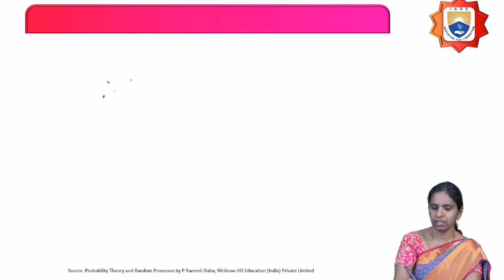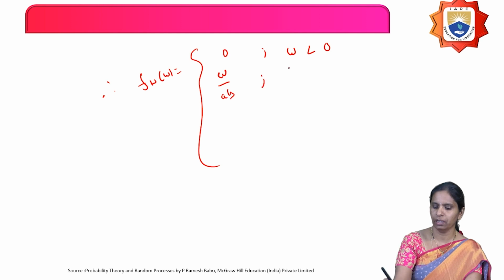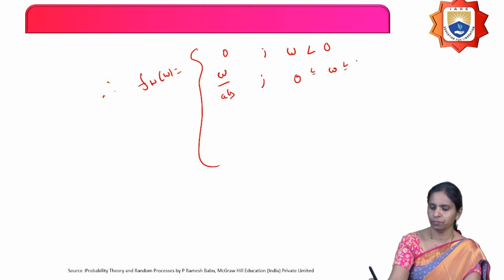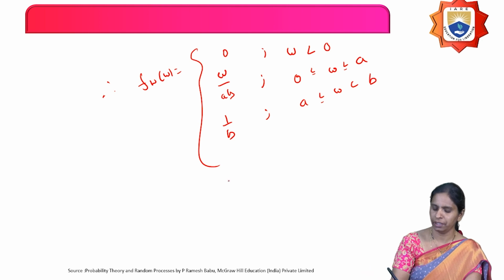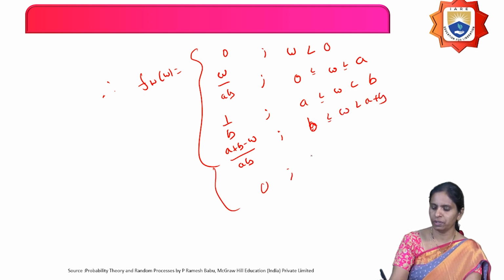Therefore, what is fW of W equal to? It is 0 when W is less than 0. And it is W by AB when W is from 0 to A. And that equals 1 by B when W is A to B. And this equals A plus B minus W by AB when W is from B to A plus B. And it is 0 when W is greater than A plus B.